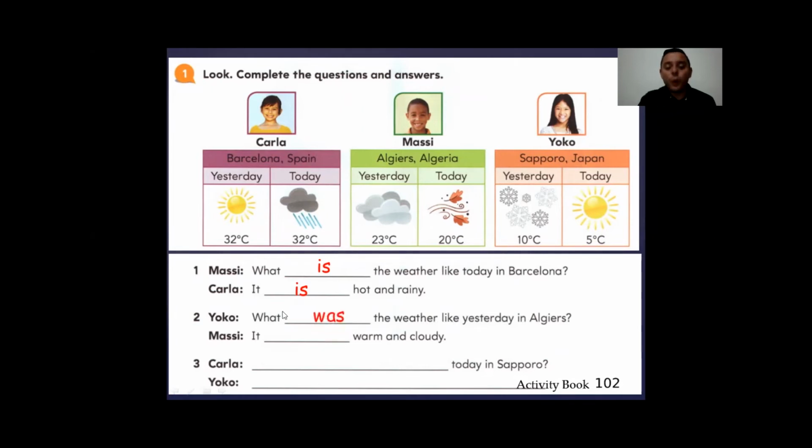Yes, what was the weather like yesterday is the right question. And the answer also, it was warm and cloudy. Look at here, warm and cloudy. So today in Sapporo, what is the weather like today in Sapporo? And look at here, what is the weather like today? You're going to write your answers, okay? What is the weather like in Sapporo?